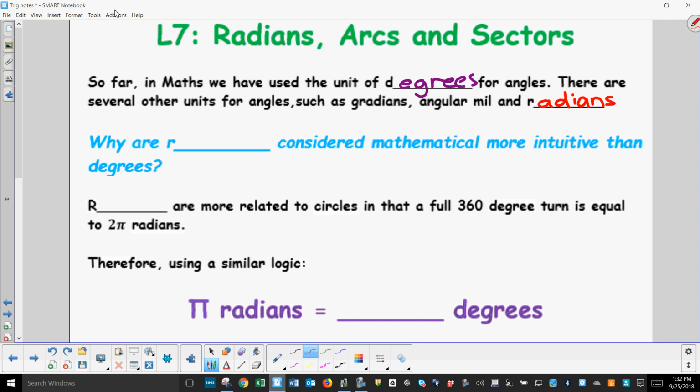So you first need to understand what a radian is compared with a degree. How many degrees are there in a full circle? 360, good. How many degrees are there in a half circle? 180. Radians are considered to be more mathematically intuitive, or mathematically superior, as a way of measuring angles instead of degrees, and we'll try to show you why.